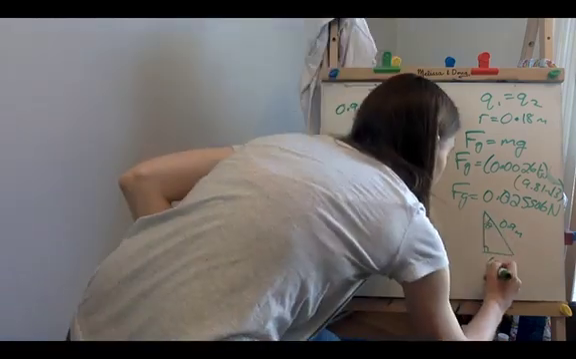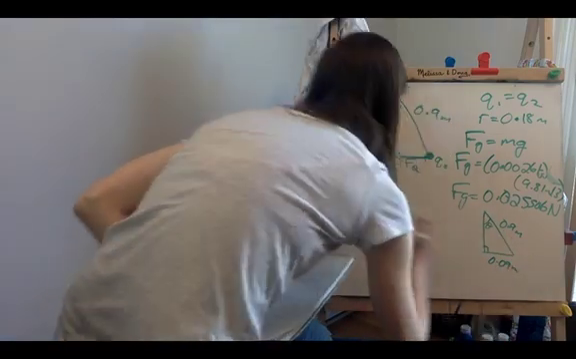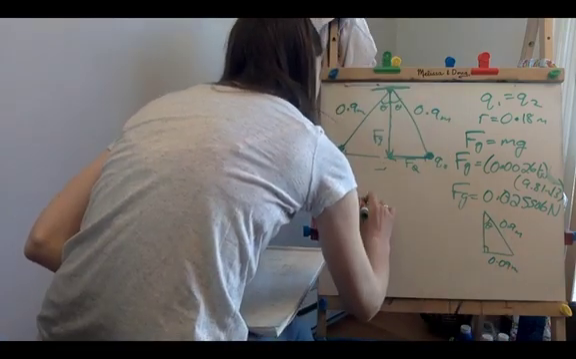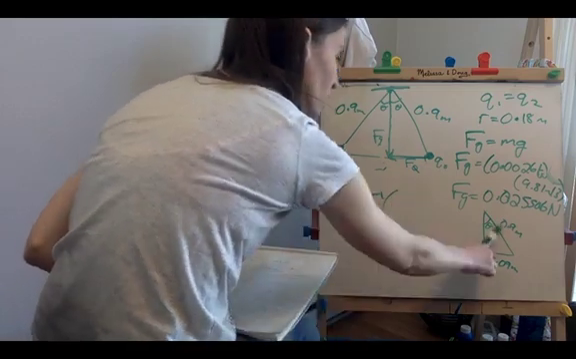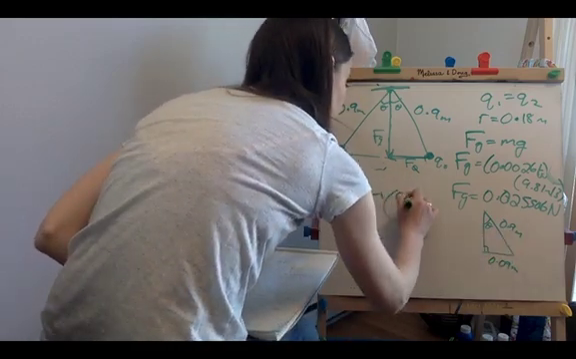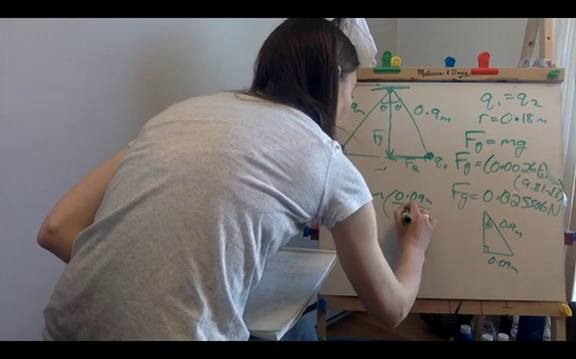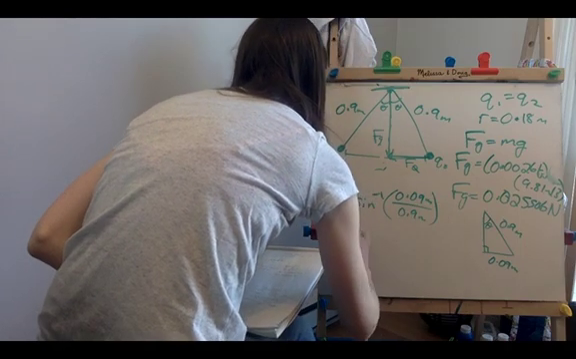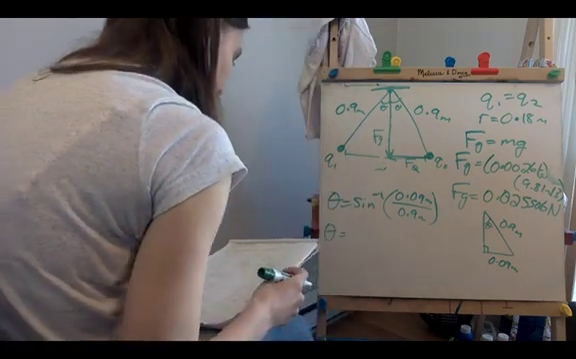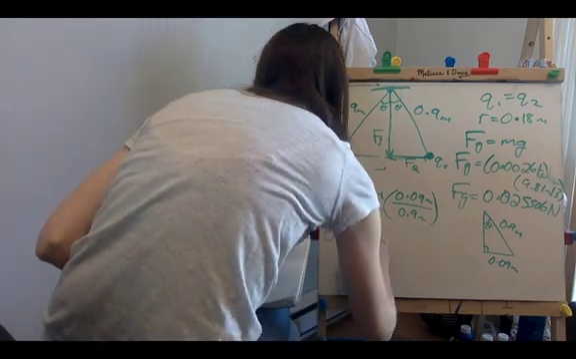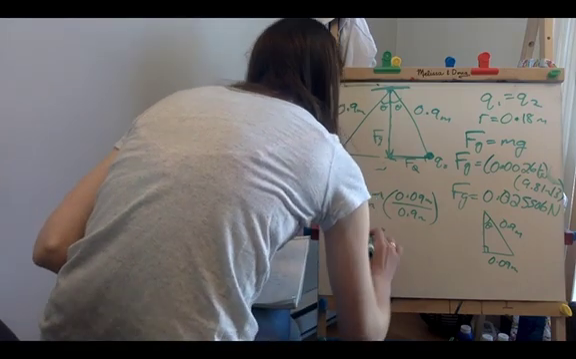Okay, so that's 0.09 meters. So our theta is going to equal sine inverse of opposite over hypotenuse, 0.09 meters over the 0.9 meters. And theta ends up equaling 6.4 degrees.